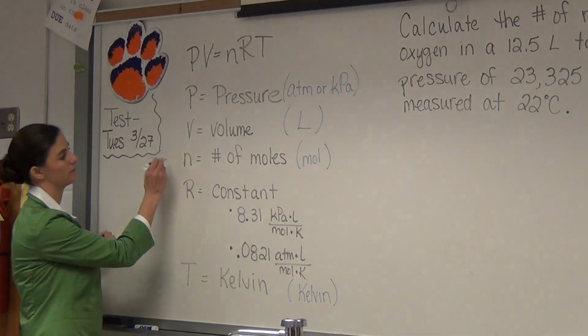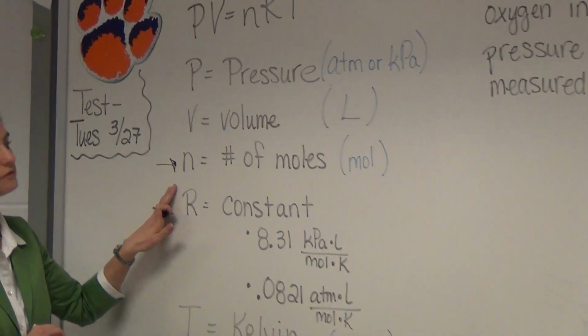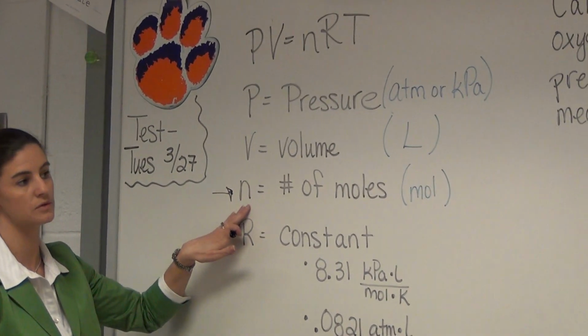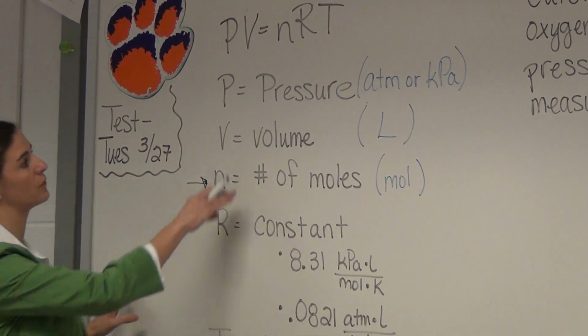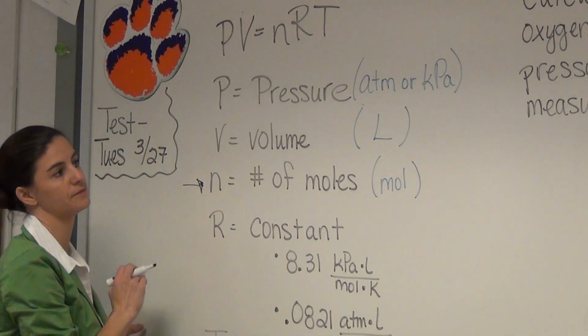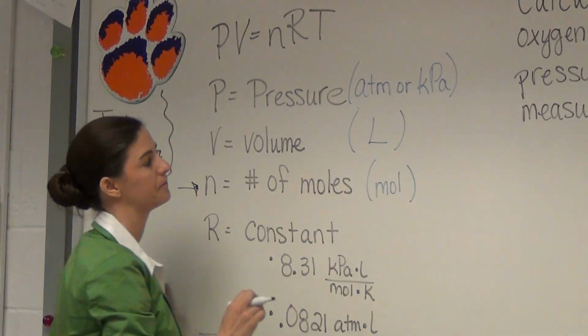This right here is number of moles. This is the main thing that we're going to be looking for so we can use number of moles in the stoichiometry problems that we've been doing. But let's start off with P, which is going to stand for pressure. We're either going to measure it in ATM or kPa.